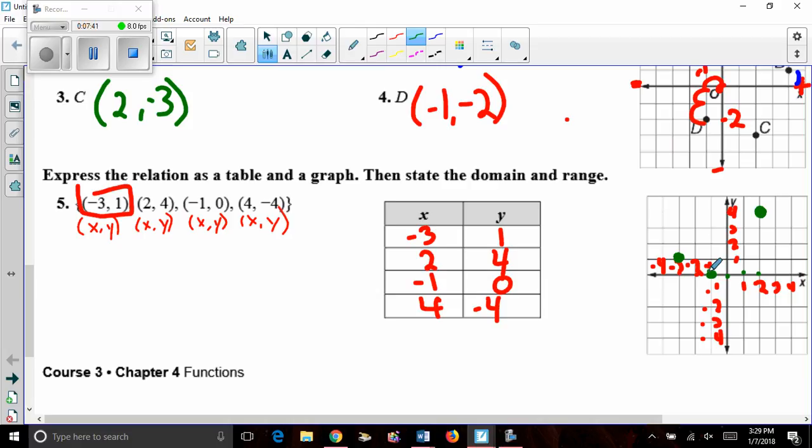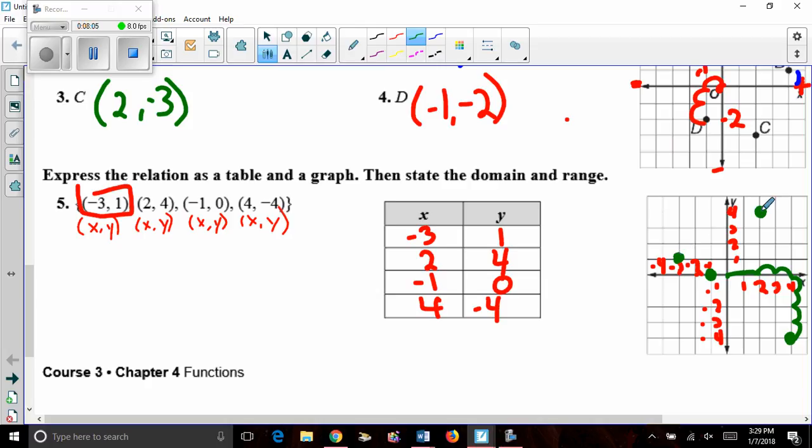And now I'm going to end with +4, -4. I start at the origin, count to the right 4 spaces, and then -4 tells me to go down 4 spaces. So I need to make sure I have 4 coordinates on the graph.